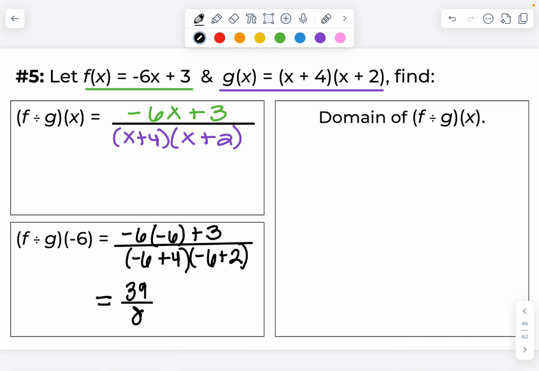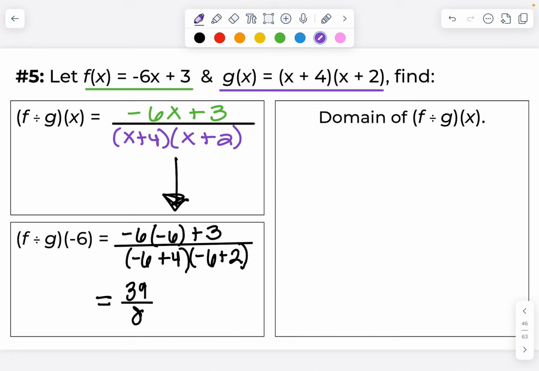Okay, so we just took what we found, plugged in negative 6 everywhere we had an x. So on top, that top simplifies to 39. The bottom is going to simplify to a negative 2 times a negative 4, which becomes a positive 8. So 39/8 is our answer. And that is f divided by g of negative 6.